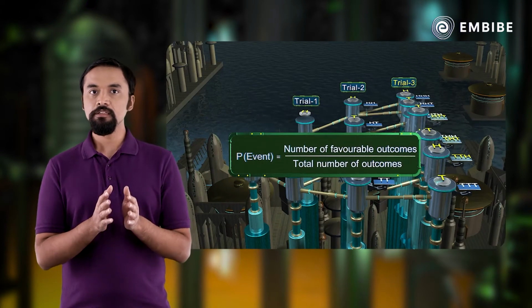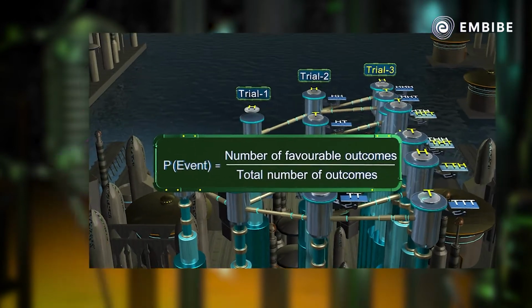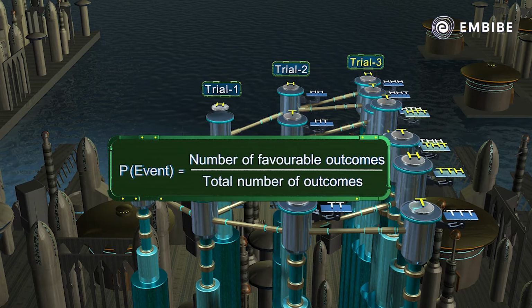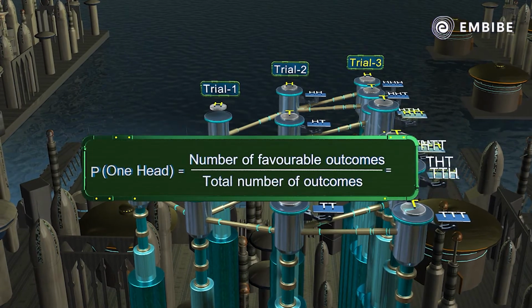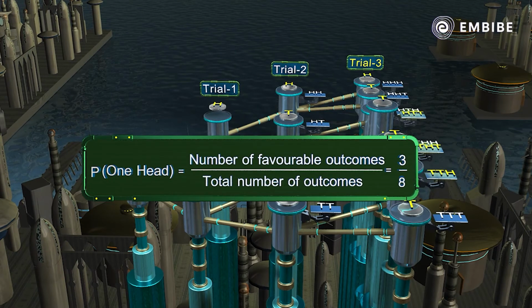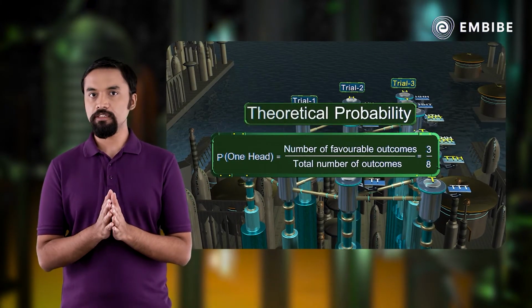We have already learned the concept of probability and the method to find the probability of an event. P(event) is equal to the number of favorable outcomes upon the total number of outcomes. The probability of getting one head when we toss a coin 3 times is P(one head) equal to the number of favorable outcomes upon the total number of outcomes, which is 3 upon 8. This method is called the theoretical method.